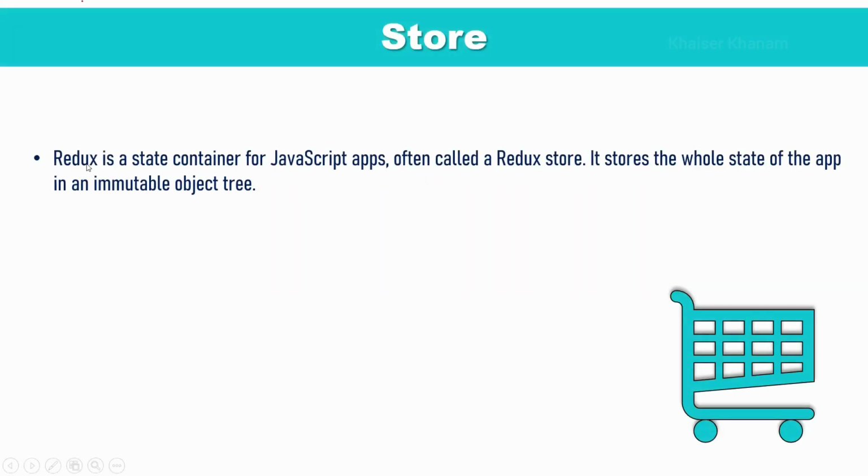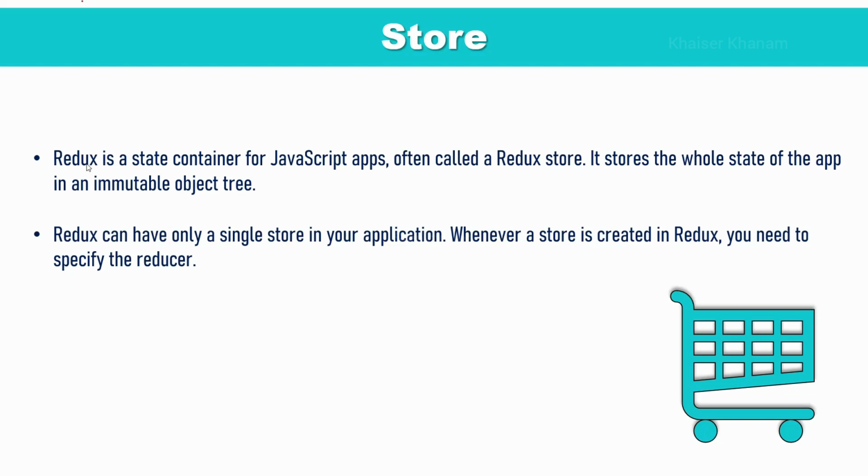As we all know, Redux is a state container for JavaScript applications and often it is called a store. It will be storing the whole data of our application, and we have already seen our state is immutable. We cannot change the state. Only when we dispatch actions, we will be able to update the state. But directly, states are immutable. We cannot make any changes inside the state.